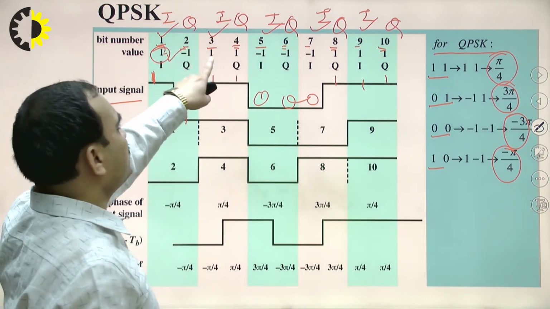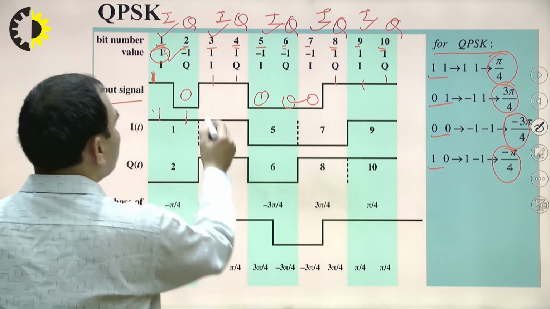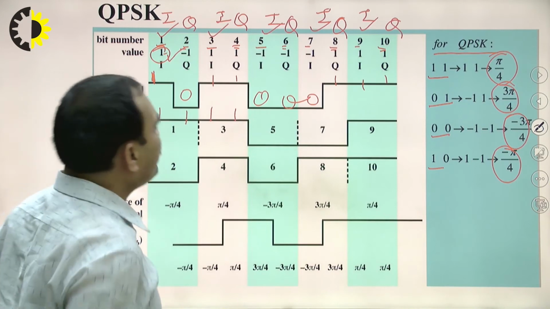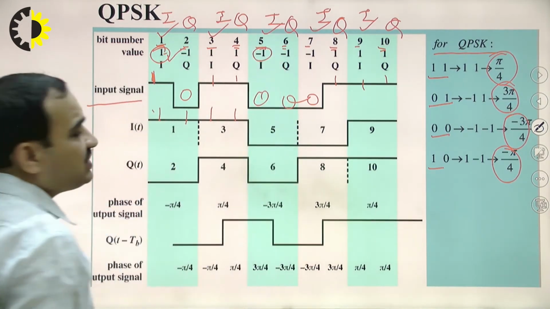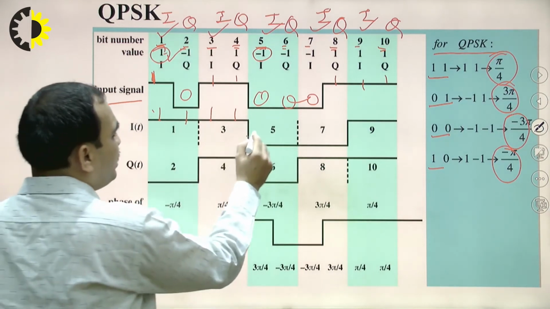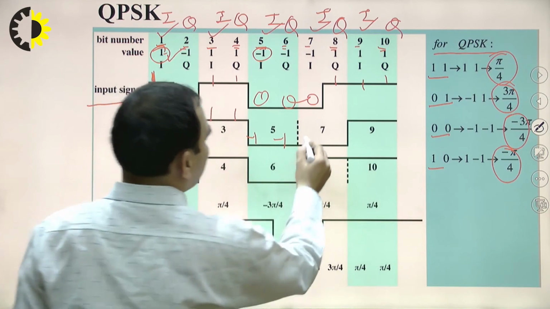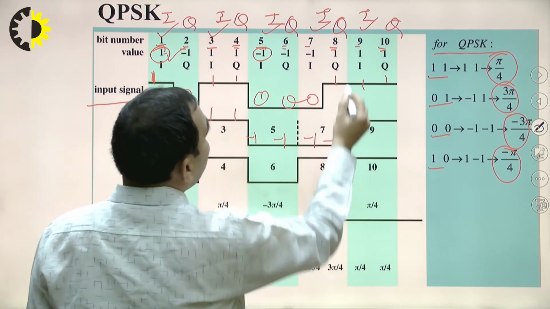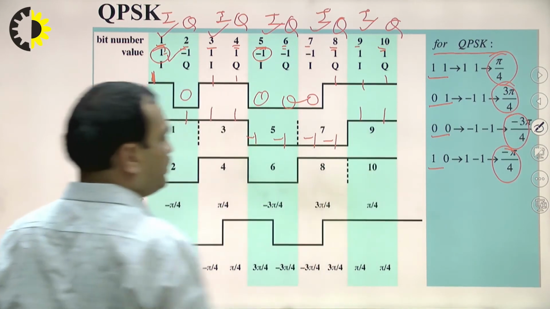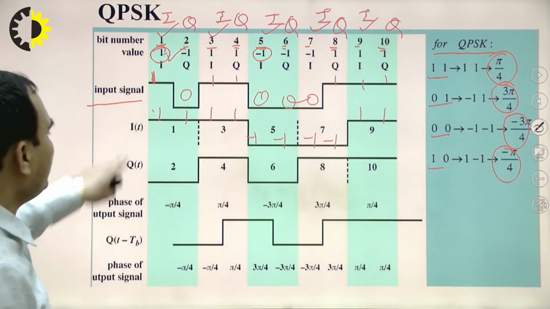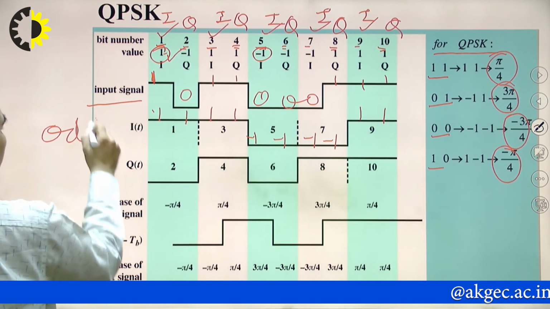Now we have to see the third bit. The third bit is 1, again 1, so we write it in the form of double bits. The next bit is minus 1, so again we write minus 1, minus 1. Now the seventh bit is minus 1, so here it is minus 1. Now the ninth bit is 1, so double we write 1 1. This is the procedure for the in-phase, or odd bits.